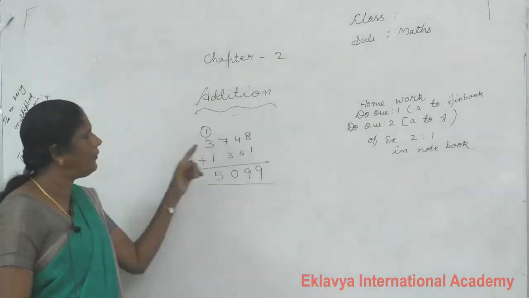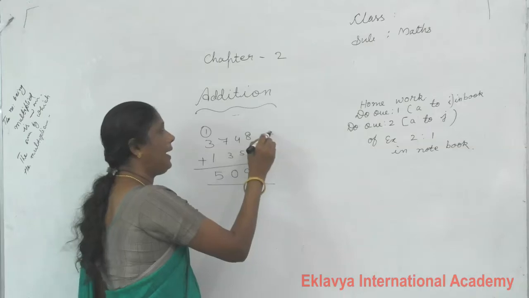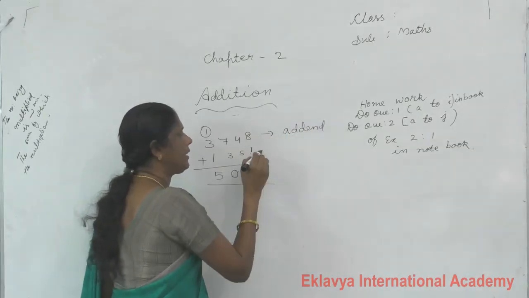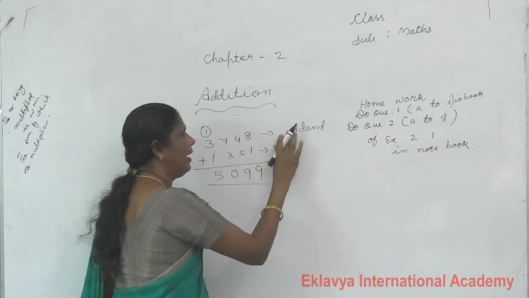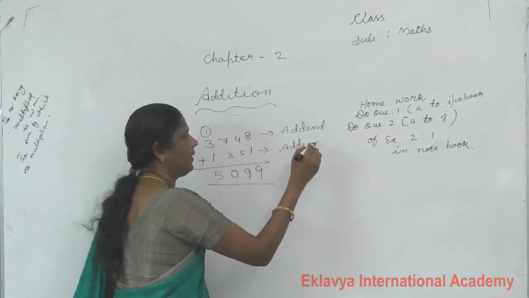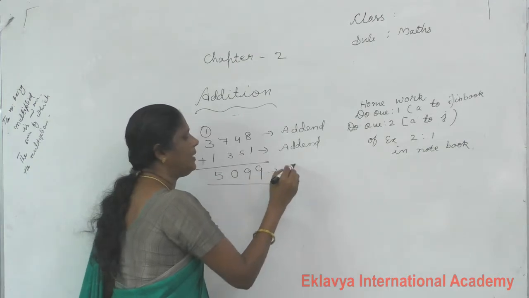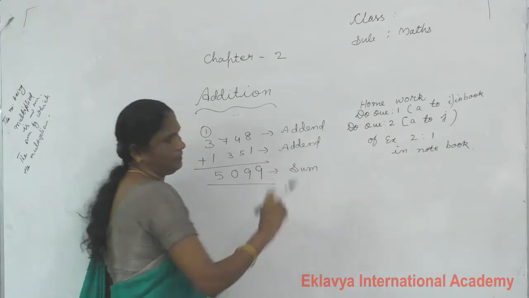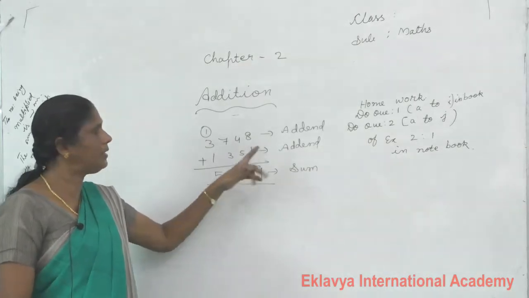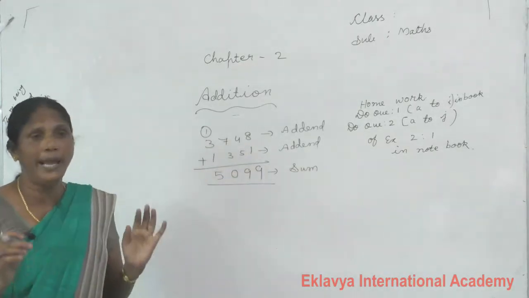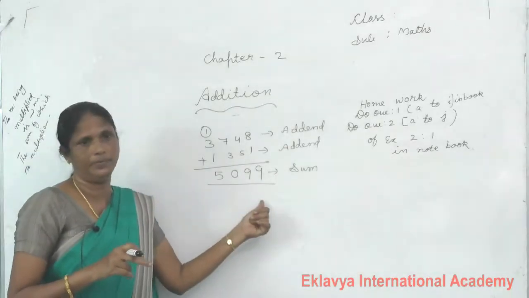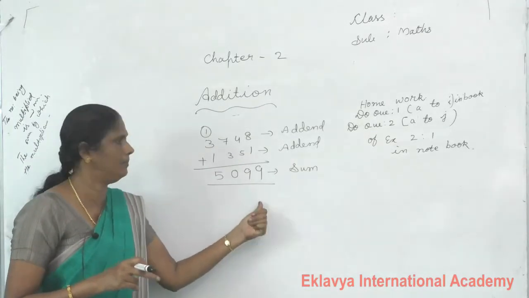Then the first number is called addend. What do you say? Addend. The second number is also called addend. Then the result is called sum. First two numbers we add, the result is called sum.